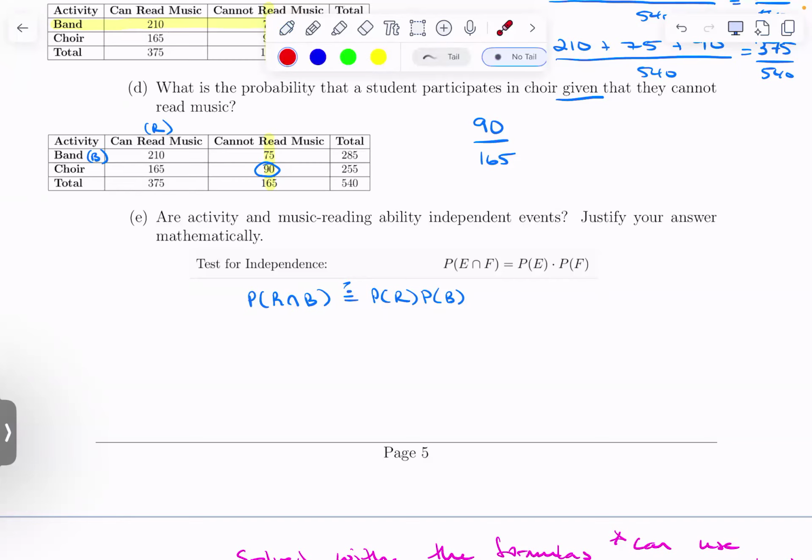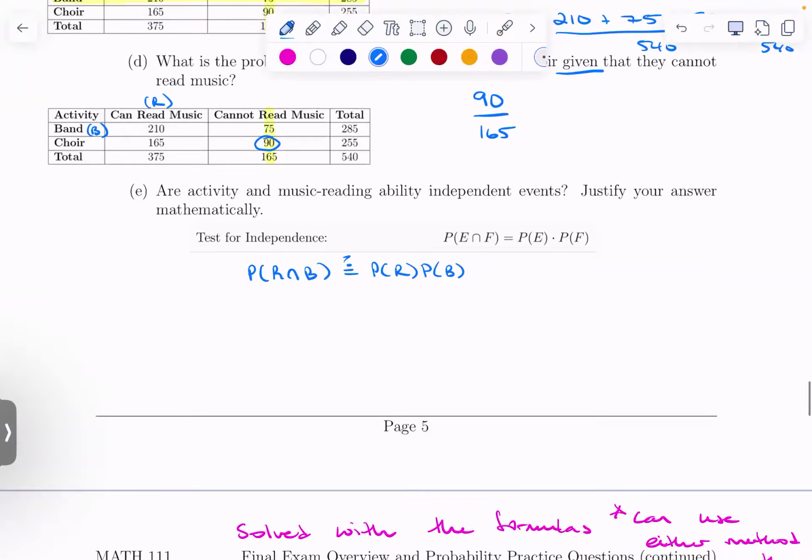The probability of they can read music and they are in band, that's 210 out of 540. Is it equal to the probability of R, which is what they can read music, which is 375 over 540, times the probability that they're in band, which is 285 over 540.